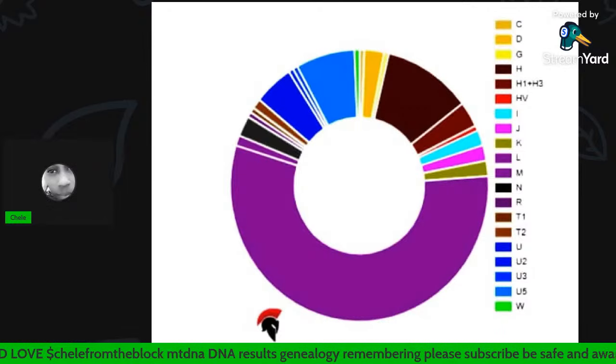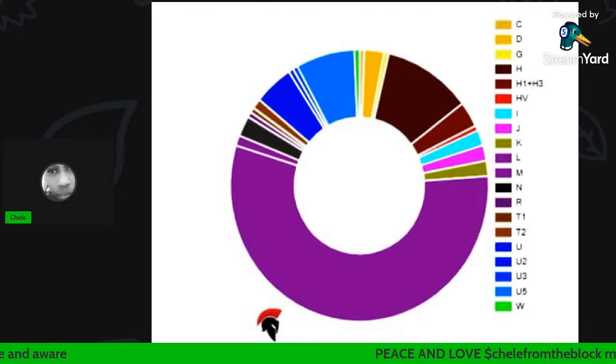So what I decided to do was start from the smallest percentages and go to the largest. The largest, as you can see, is this big purple one, and that's actually haplogroup L. That one will probably be the last one that I break down.